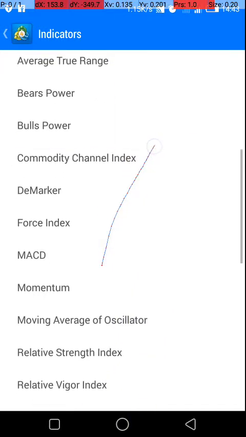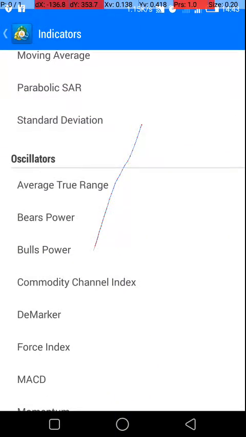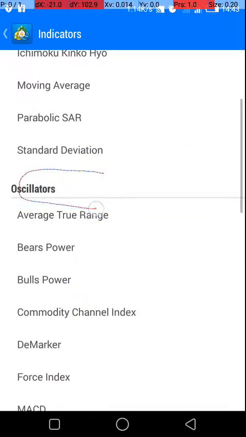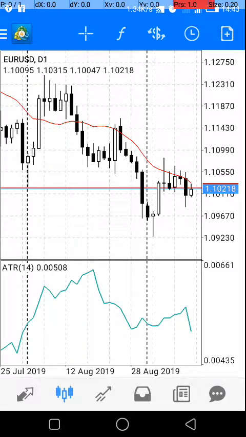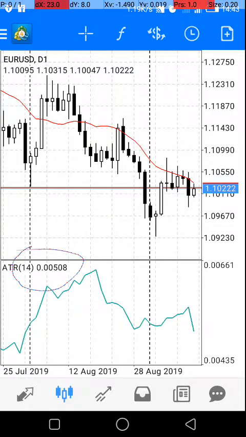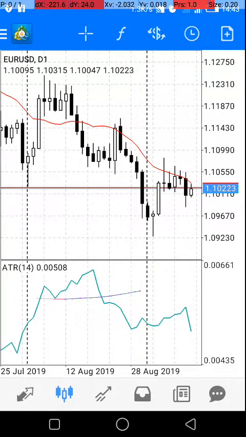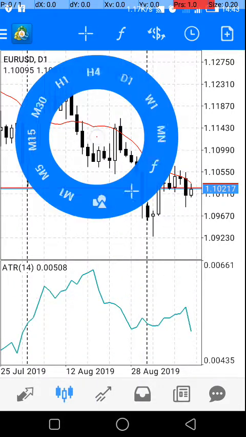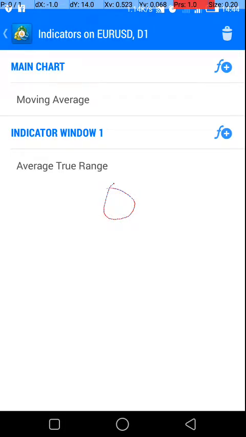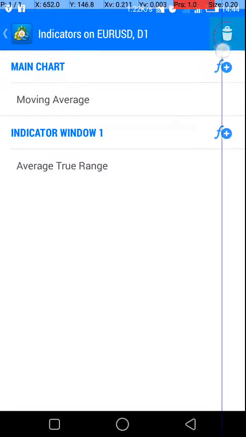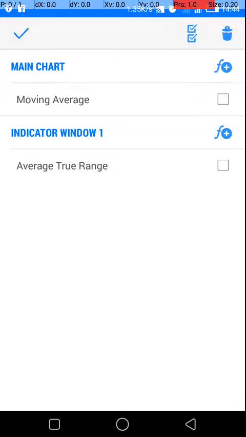For example, you can put Average True Range, ATR, this one, done. As you can see, we have ATR down here. How to remove it? You just tap here on the graph and then go to this one, and then you tap this, and then here, and then here again.